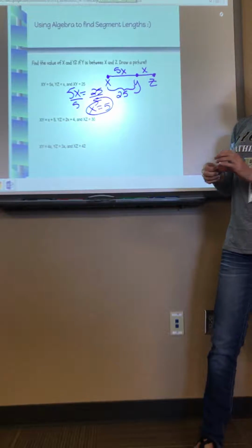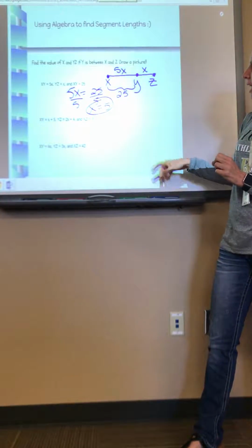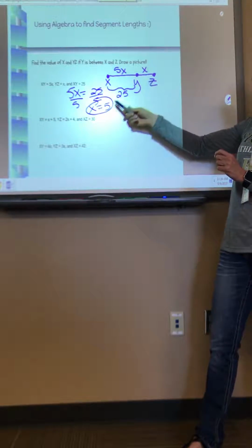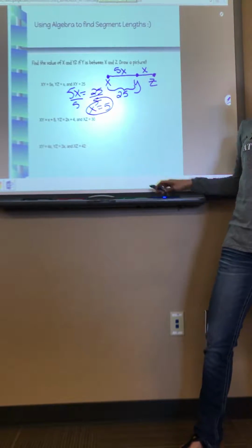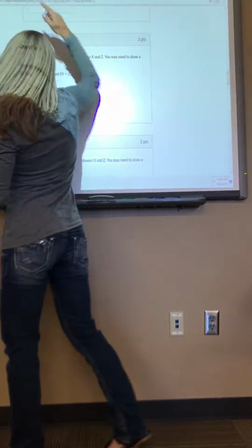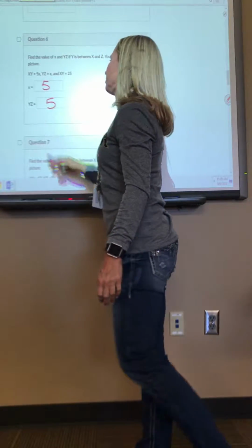Okay guys, then it says find YZ. Well, if you know YZ is x and we know x is 5, what's YZ going to be? 5. So on that one I want you to put 5 also.